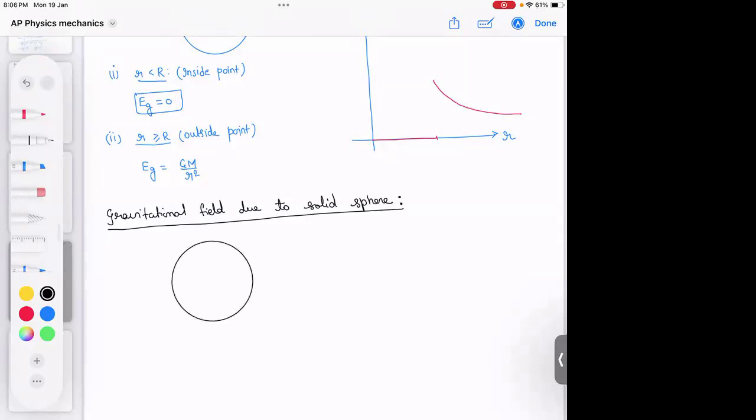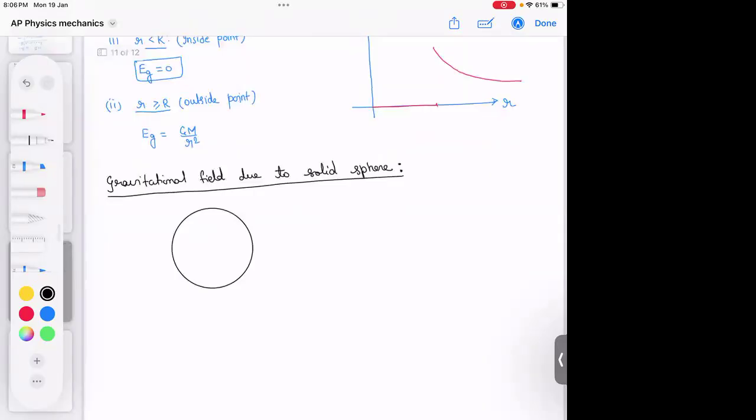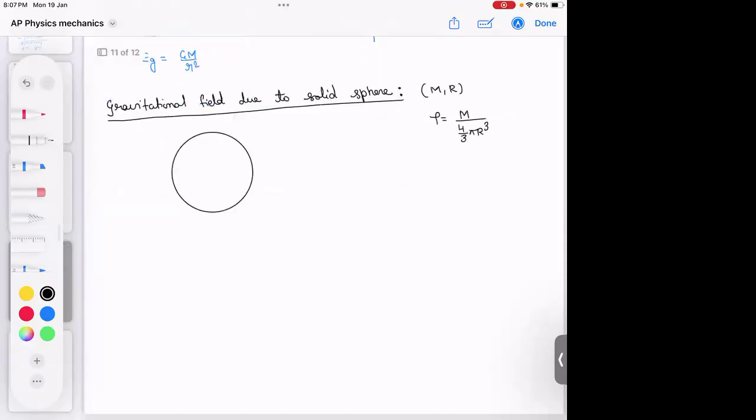Here we have the mass of the solid sphere M and radius R. So the density we can write as M divided by 4 by 3 pi R cube. Understood? Now if you want to calculate the gravitational field, again the two important points are: r less than R, which means an inside point, and the second point, r greater than R.